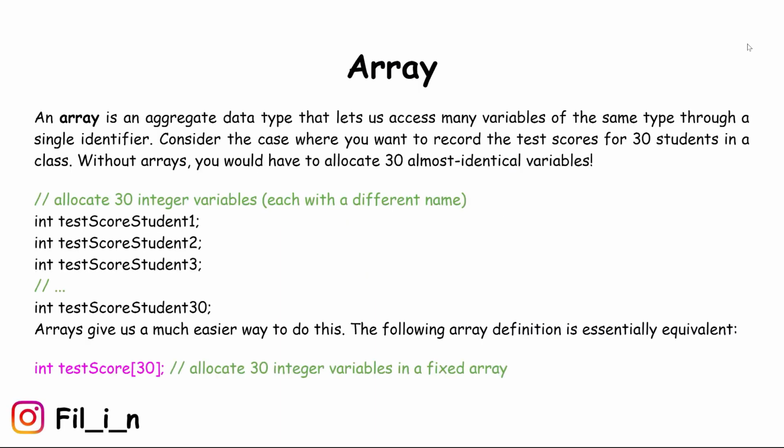An array is an aggregate data type that lets us access many variables of the same type through a single identifier. Consider the case where you want to record the test scores for 30 students in a class. Without arrays, you would have to allocate 30 almost identical variables. Allocate 30 integer variables, each with a different name.